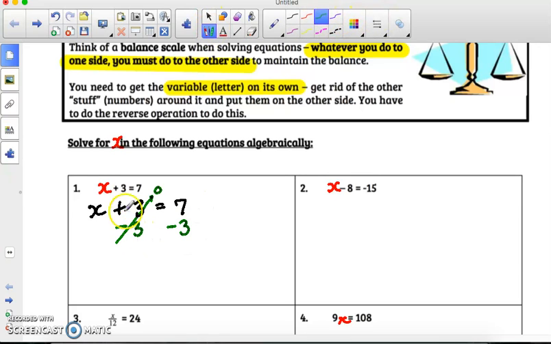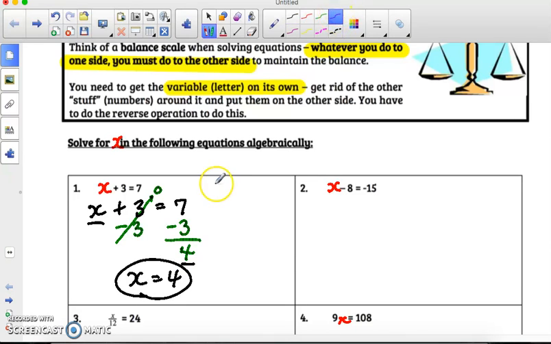So we know that +3 minus 3 went to 0. We solve 7 minus 3 on the other side of the equation because we have to maintain the balance. That equals 4. Therefore, we're left with x equals 4. And then circle your final answer. Okay, that's how you solve a one-step equation.